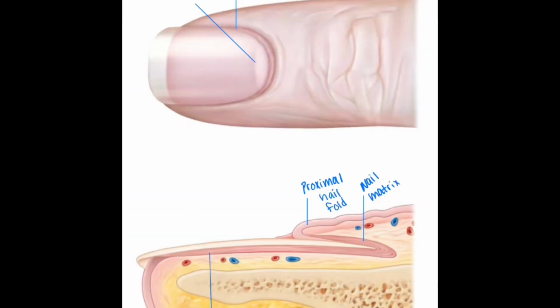Nails. And why do we have them? Nails are tools to pick up and scratch, contain hard keratin, and are also a protective cover for the distal dorsal surface of fingers and toes. Nails and their parts. Nails have a nail bed, nail matrix, the lunula, and nail folds.